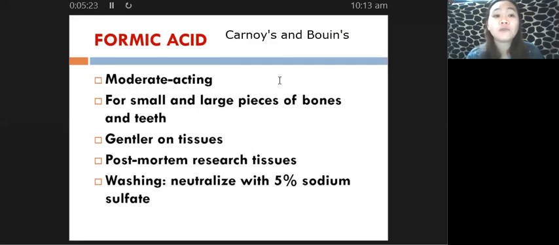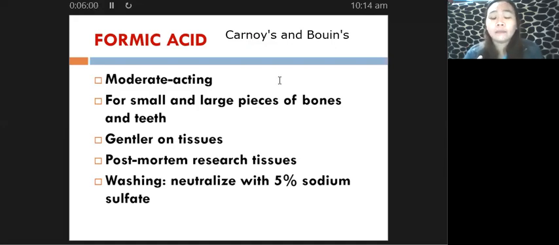As for the washing or the removal of your formic acid from your tissue samples, we oftentimes apply the concept of neutralization. Since you are using an acid, the reagent that we use in order to neutralize your formic acid, to remove it from your tissues, is your 5% sodium sulfate, which is an alkaline or a basic solution.